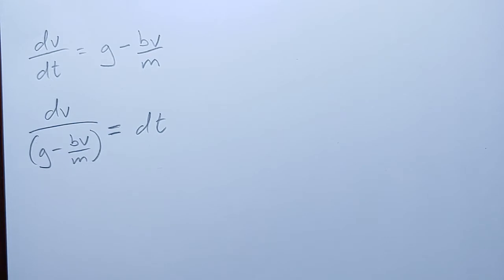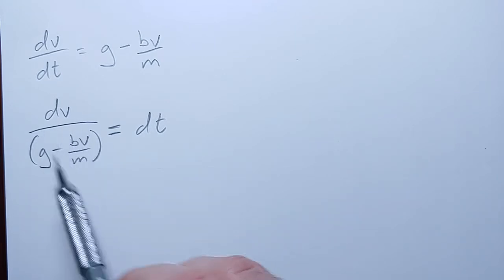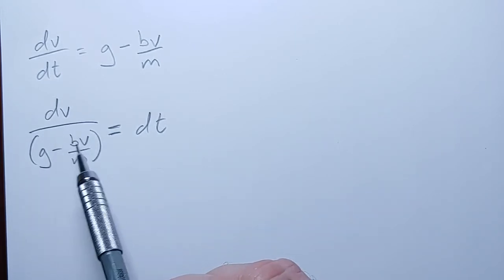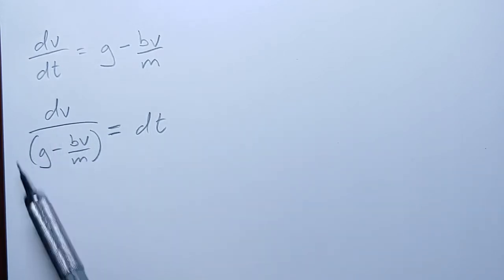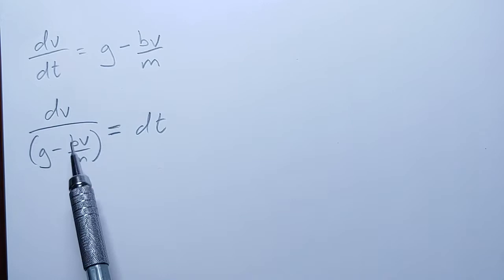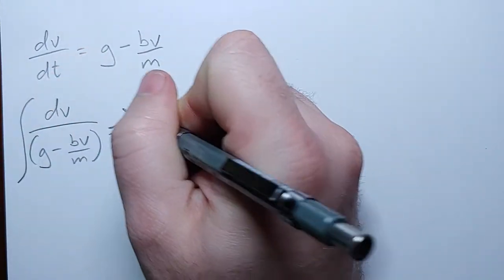And the reason this works well is you can think of this as we've got a constant times dv and a constant times dt. In this case, our constant is, on the left side, 1 over g minus bv over m, and on the right side, our constant is 1 times dt. And of course, we don't want dv, though. We want v, and we want not dt, but t, and so we're going to integrate both sides.